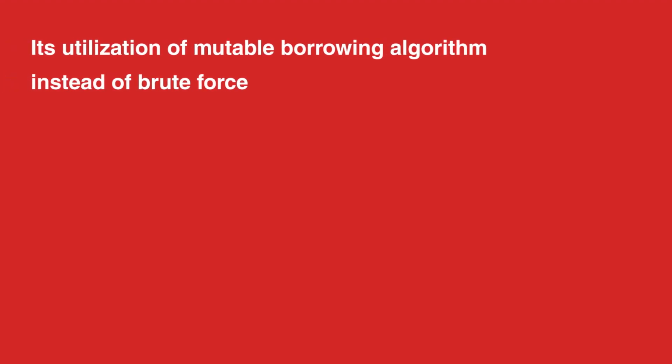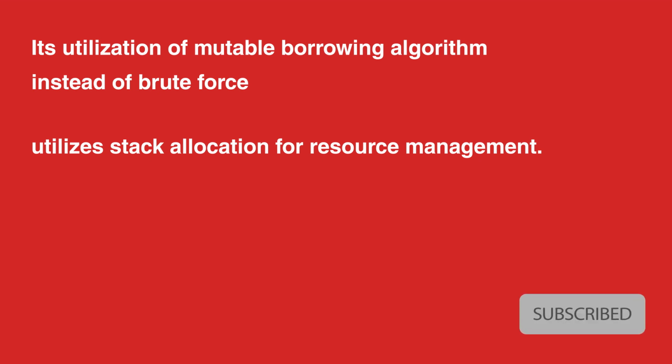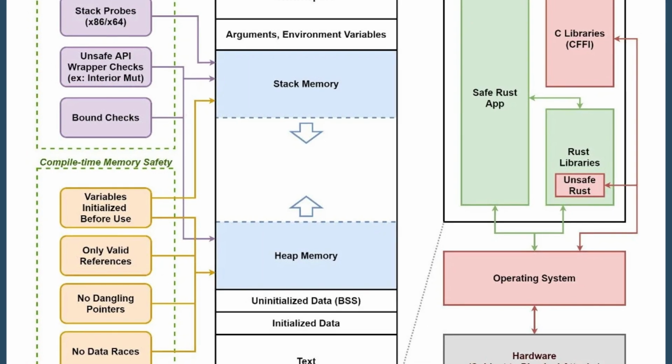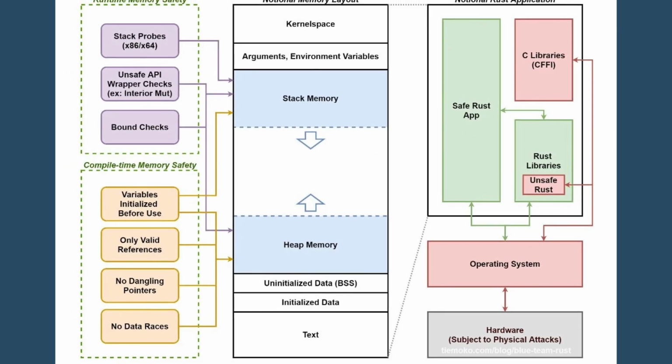One of the best features of the Rust programming language is its utilization of mutable borrowing algorithms instead of brute force algorithms used in other languages. This algorithm ensures that resources are managed through a unique system called resource acquisition is initialization. Rust also utilizes stack allocation for resource management. Memory safety is one of the most important features that distinguishes the Rust programming language.